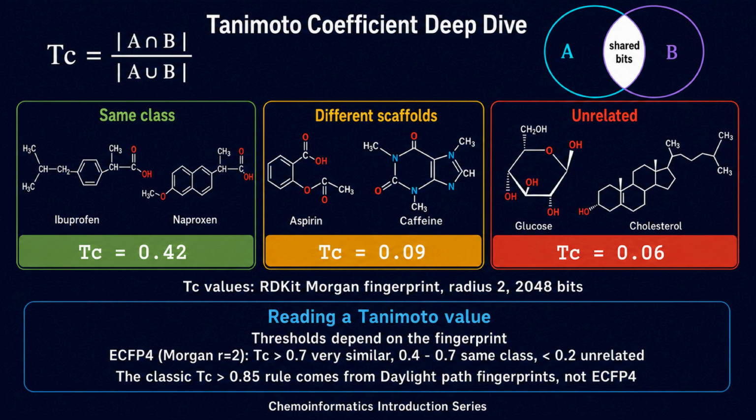So with ECFP4, values above roughly 0.7 mean very similar. 0.4 to 0.7 means the same chemical class, and anything below 0.2 means unrelated. The familiar rule of thumb that 0.85 means very similar comes from Daylight path fingerprints, not from ECFP4, so do not carry that threshold across fingerprint types.